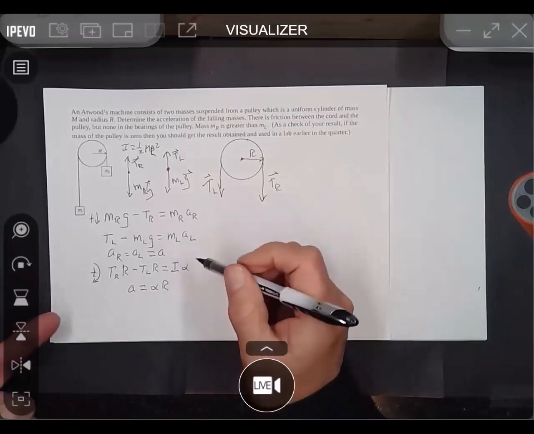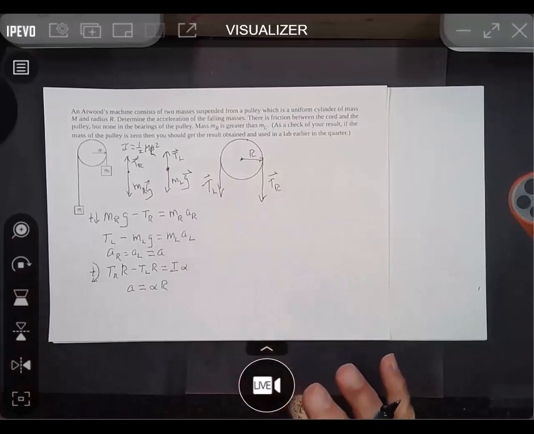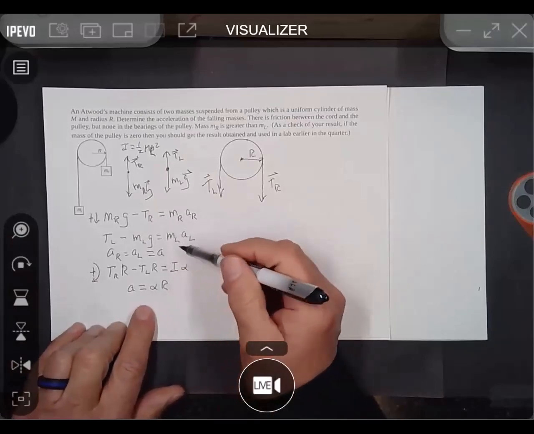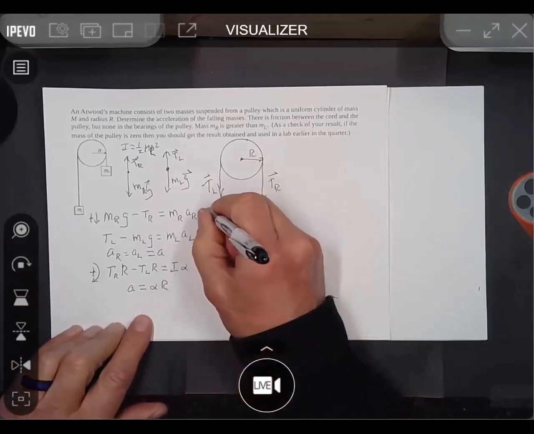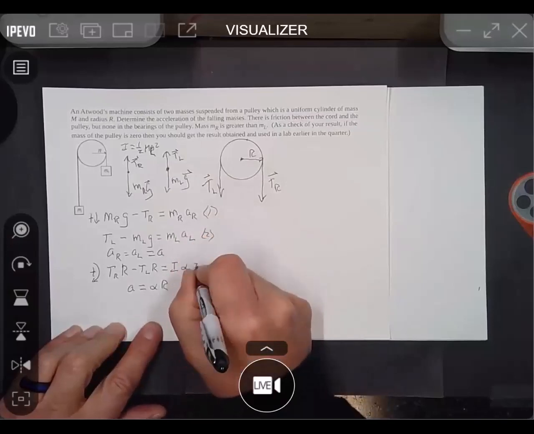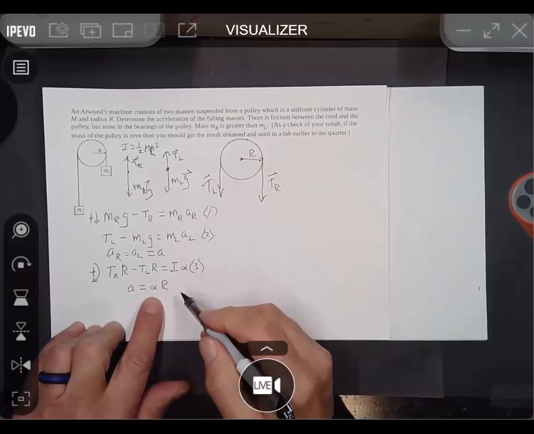And so now using this, I don't need to know T sub L and T sub R individually. I'll be able to work around this thing. I'm going to call this equation 1, this equation 2, and this equation 3. So let's see what I get out of here.